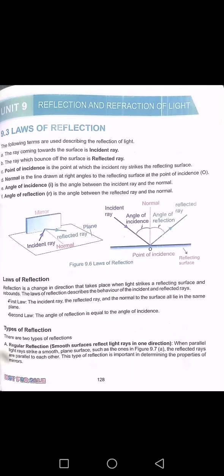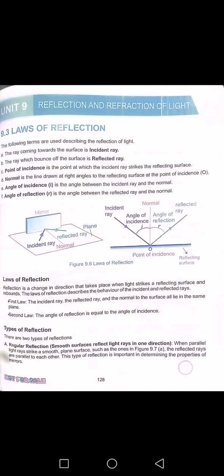Law of reflection. The following terms are used in describing the reflection of light. The ray coming towards the surface is the incident ray. The ray which bounces off the surface is the reflected ray. The point of incidence is the point at which the incident ray strikes the reflecting surface. Normal is a line drawn at a right angle to the reflecting surface at the point of incidence O.